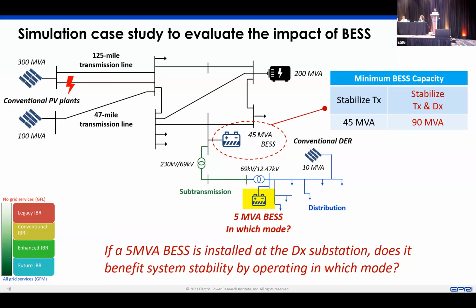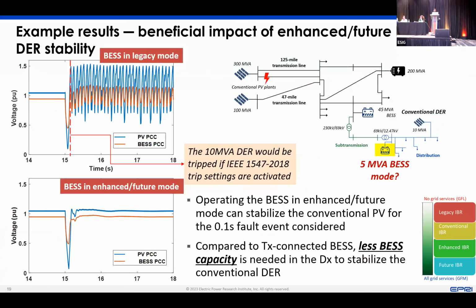But these are initial results that help us identify use cases and value propositions for some of these enhanced and future resources on the distribution side itself. If we look at different modes, we needed that resource to be in that enhanced or future mode and not just in a conventional mode where it can still provide some slow frequency or voltage control. It does have to provide it fast. It probably has to be capable of black start. It has to have all those good properties in order to stabilize the network.